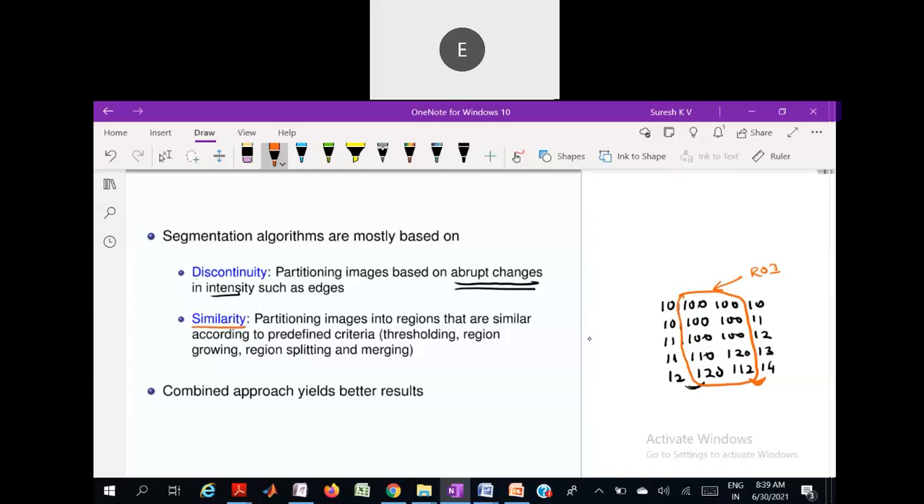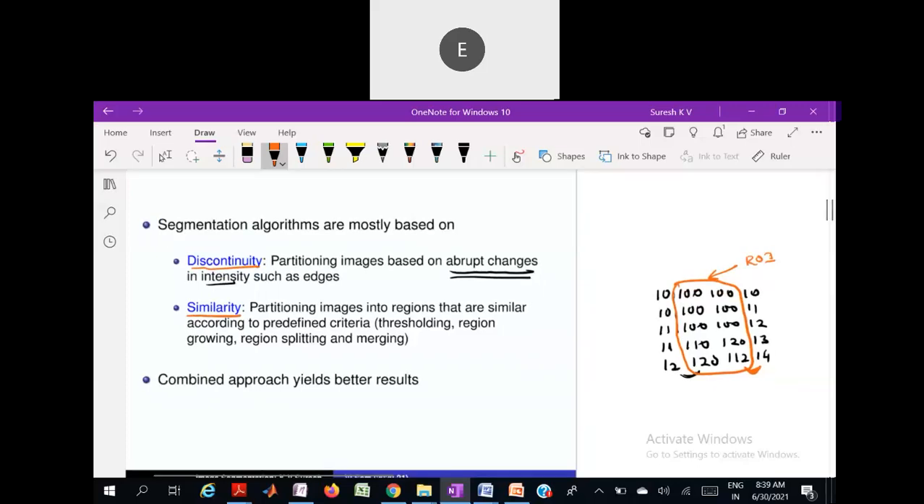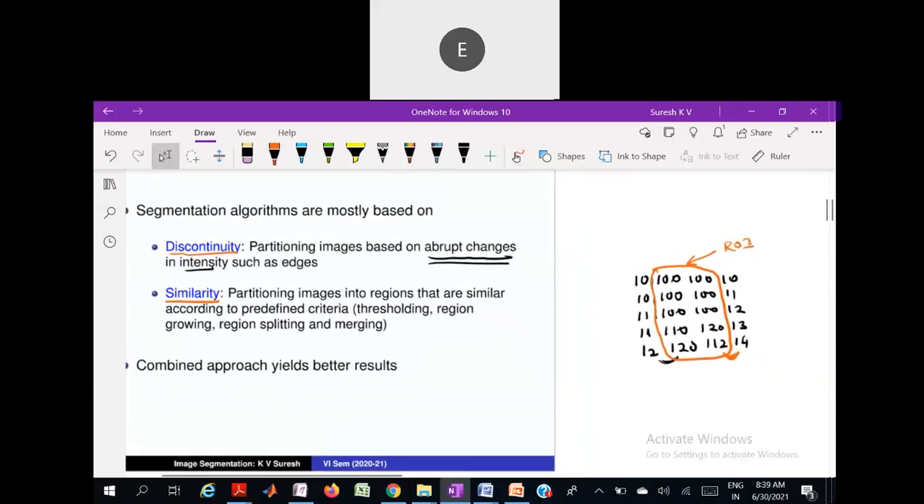In one case you are looking at discontinuity, in the other case you are looking at similarity. What do we mean by similarity? You start with a seed point. For example, I'll start with this point and look at its neighbors. I hope you are following my writing on the OneNote. So I look at this neighbor, this neighbor, this neighbor, and so on.